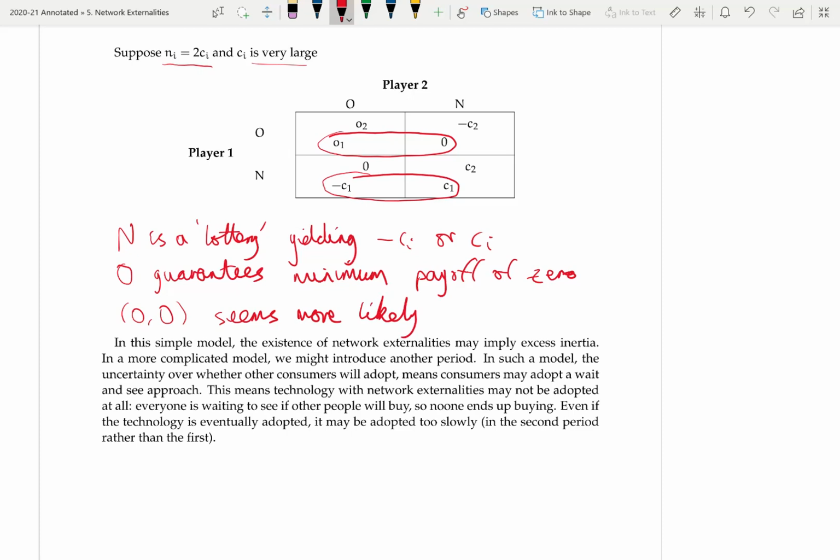So in this simple model, the existence of network externalities may imply excess inertia. That is, it might imply that the new technology is not adopted at all. In a more complicated model, we could introduce multiple periods.